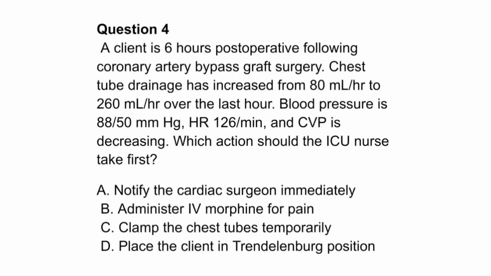Question 4. A client is 6 hours post-operative following coronary artery bypass graft surgery. Chest tube drainage has increased from 80 milliliters per hour to 260 milliliters per hour over the last hour. Blood pressure is 88/50 millimeters of mercury, HR 126 per minute, and CVP is decreasing. Which action should the ICU nurse take first?